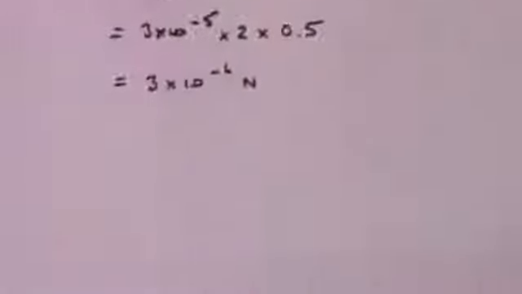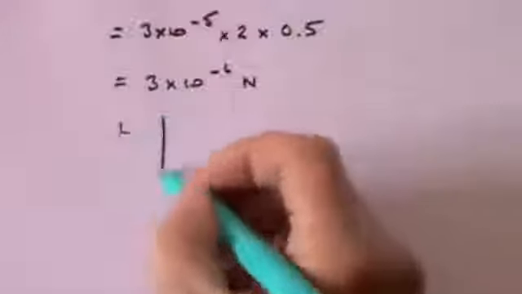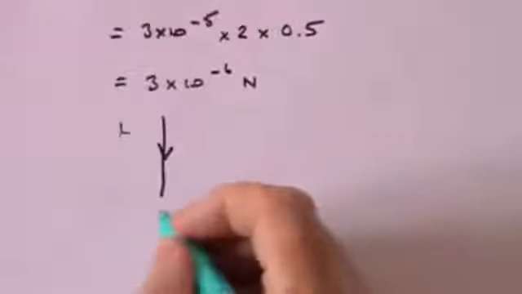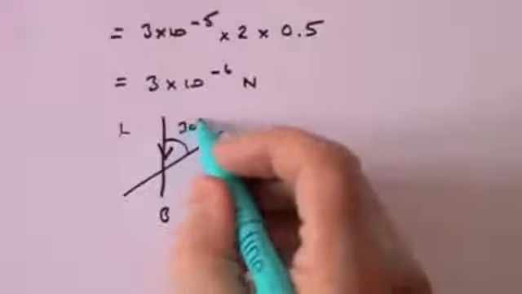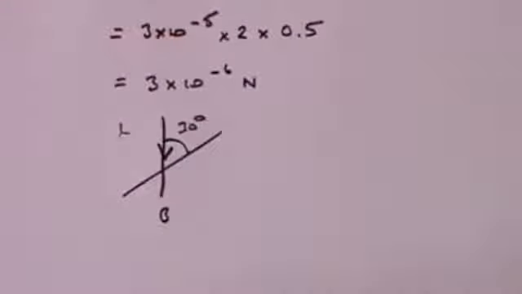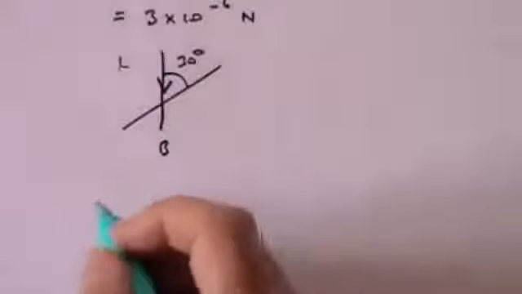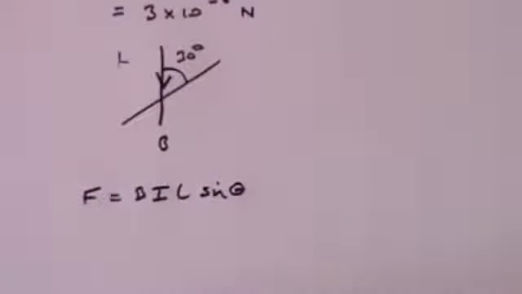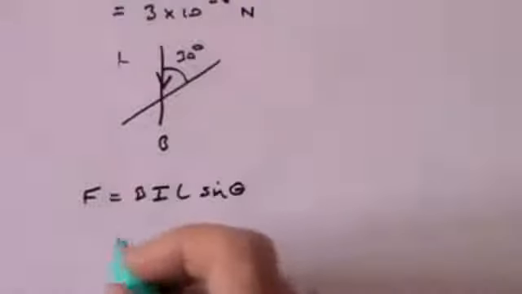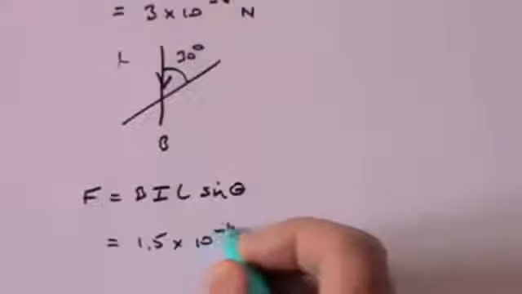Part 2 of the question is, suppose that the wire, here is the field, that's B, suppose now that the wire is at 30 degrees to the field instead of being perpendicular. What now is the force on the wire? Well, here we will need the formula that F equals BIL times the sine of the angle between them, and sine 30 of course is going to be a half, so now we're going to get half of the value we got before, which is 1.5 times 10 to the minus 6 newtons.